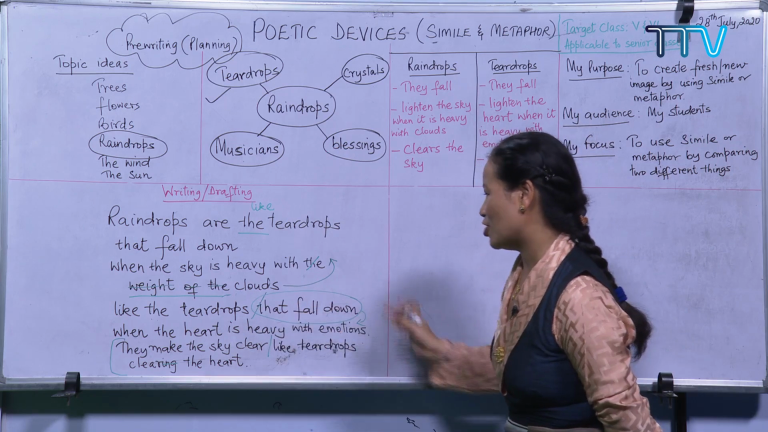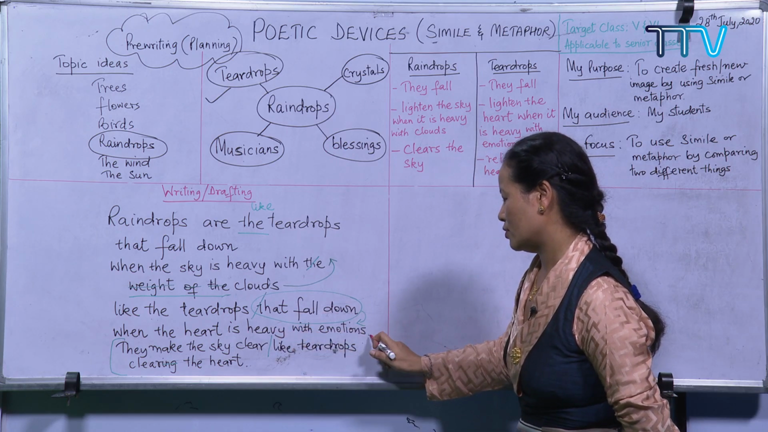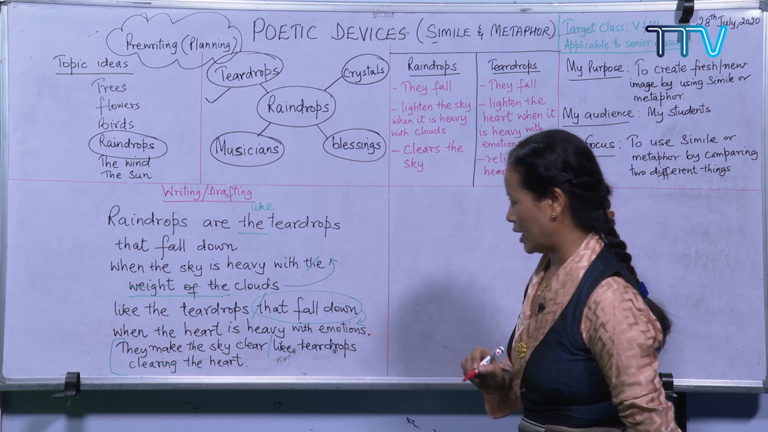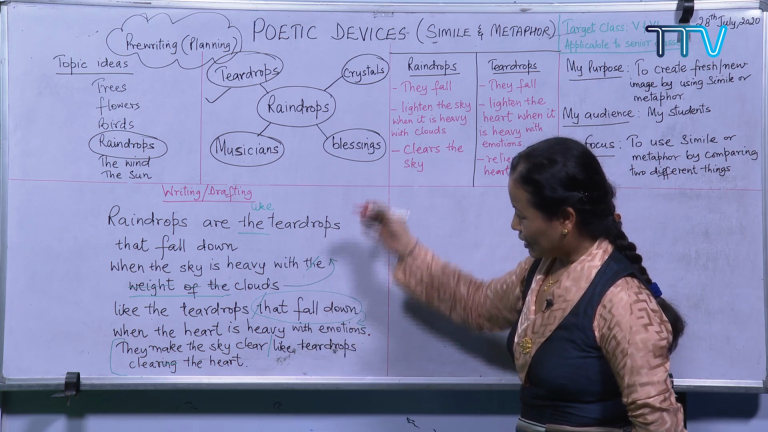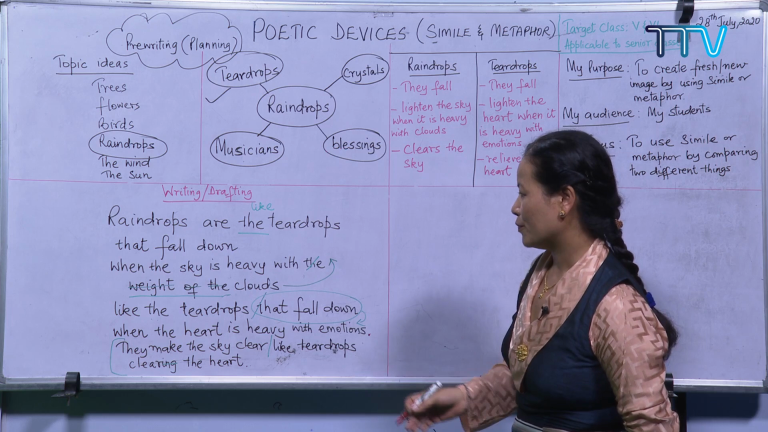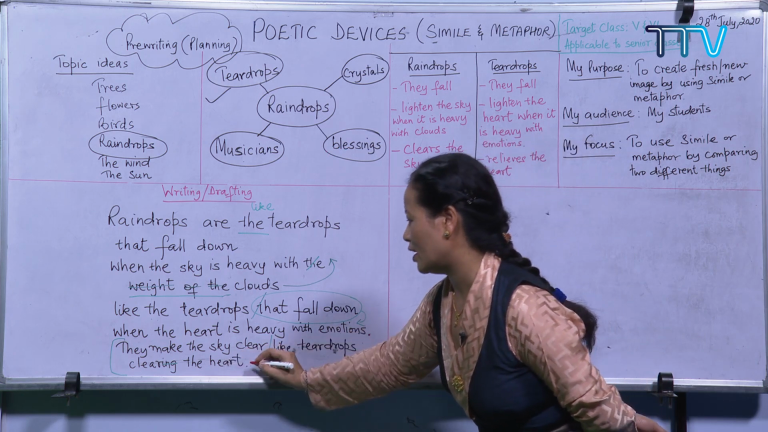So, like the teardrops that fall down when the heart is heavy with emotions. Okay. So, we can put a period here, okay, this is the end of a long sentence, but broken into lines because it is a poem. They make the sky clear like teardrops clear the heart, okay.